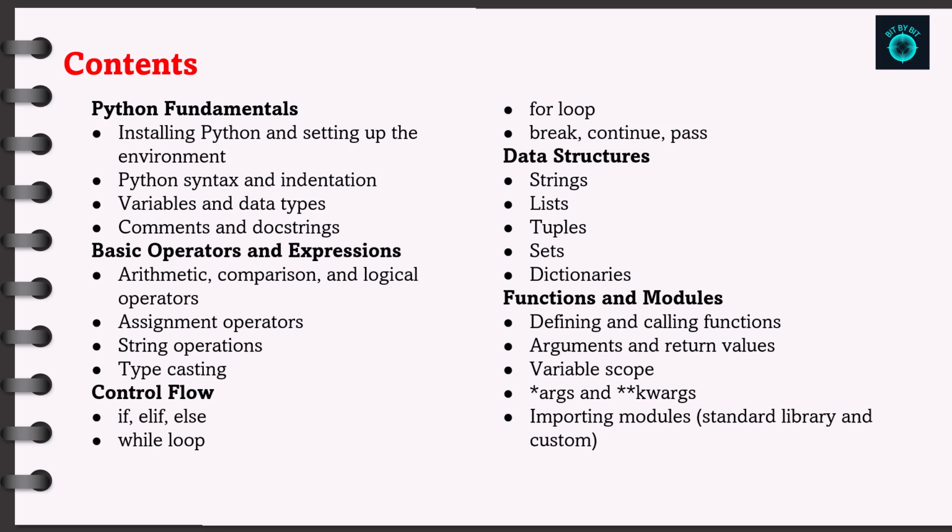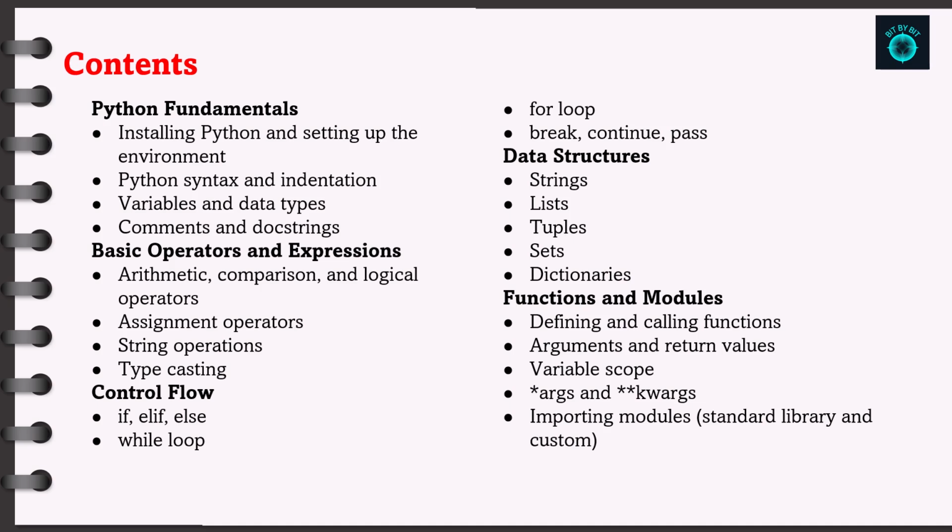Next, we'll move on to basic operators and expressions. This includes arithmetic, comparison, and logical operators, as well as assignment operators. Then, we'll dive into string operations and how to perform typecasting to convert between data types. In the control flow section, you'll learn how to use if, elif, and else statements to make decisions in code.